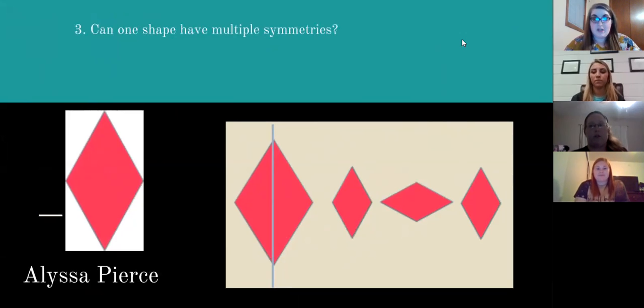And it also has rotational symmetry, which is what you just spoke about. If we were to turn this 90 degrees, it would look like it's laying on its side. But if we were to turn this 180 degrees, it would superimpose on itself and become the same diamond shape it was before.